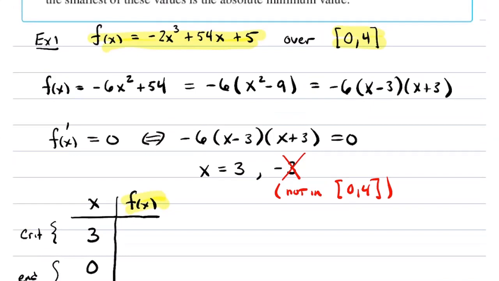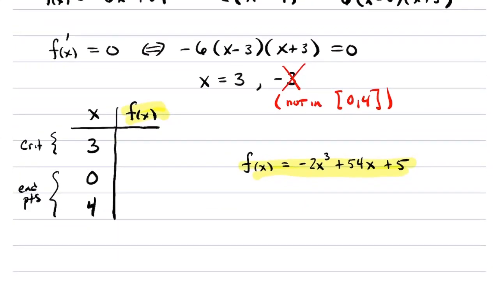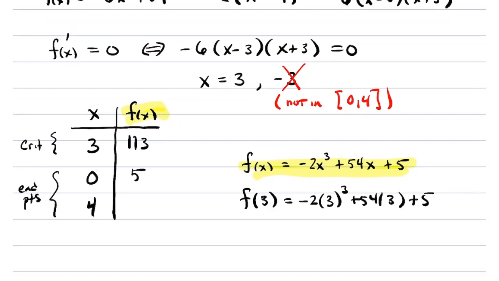So I'm taking this f of x, just bring it down here so we can see it while I'm filling in these values. And then I'm plugging in these x values. So you can verify that f of 3, you do the computation, this is what you'd write. You'd write f of 3 is negative 2 times 3 cubed plus 54 times 3 plus 5. And check my math, but I'm claiming that's 113. Likewise, f of 0 is 5, f of 4 is 93. All right, so you can pause the video and make sure you can reproduce those values.